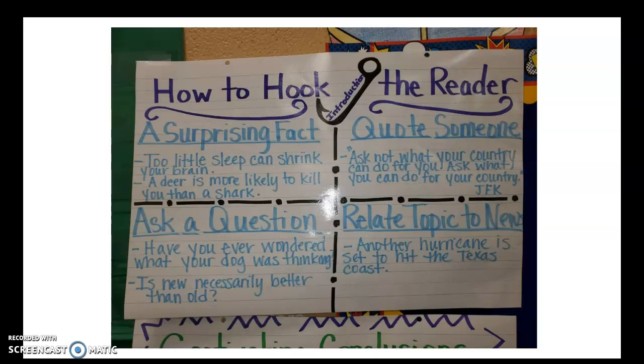You do not have to pick the one that I pick. I'm going to do a video here in a second on the next slide of me writing my introduction. I just wanted to remind you of this poster that you should have in your journal too. Okay, so you're going to pick one of these, any one you want. All right.